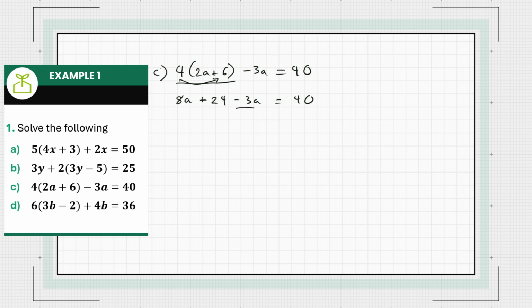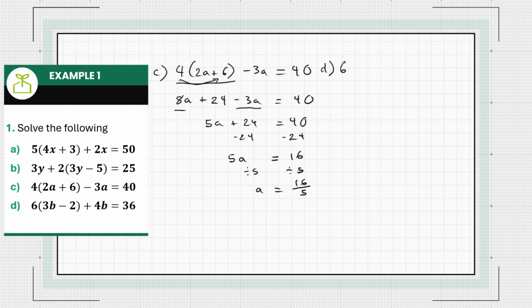Alright, let's find like terms. We have 2 here, so we can simplify. This becomes 8a minus 3a, which is going to be 5a plus 24 is equal to 40. And now we can take away 24 from both sides, and our result is going to be 5a is equal to 16. And then from here we can divide both sides by 5, and we're left with a is equal to 16 over 5.